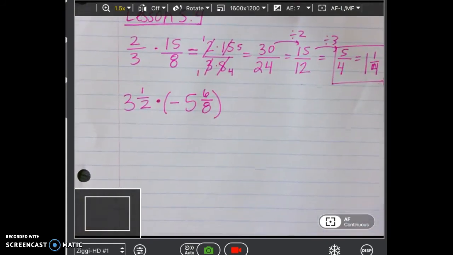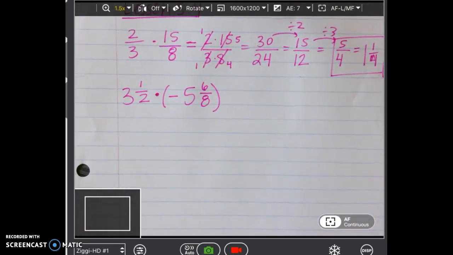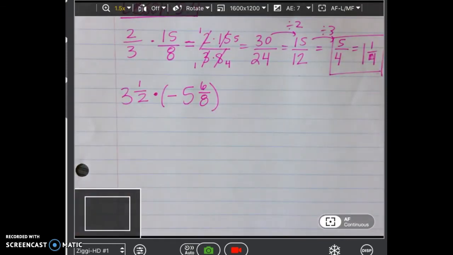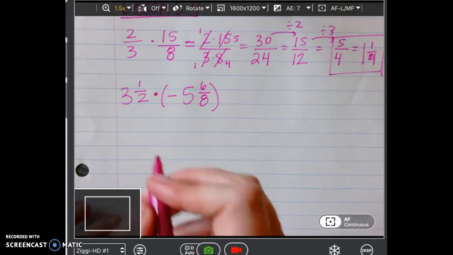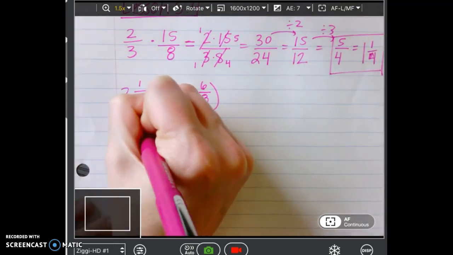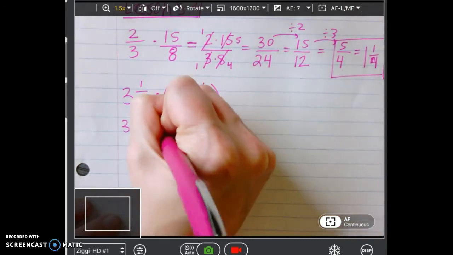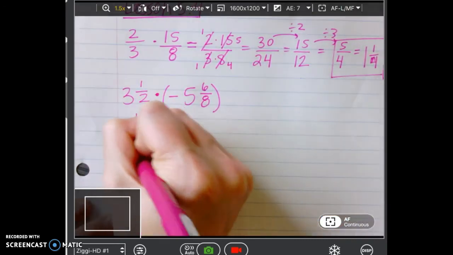If I want to multiply these mixed numbers, I need to change them to improper fractions. I can't just multiply the whole numbers and the fractions together because I'll be missing part of the answer. So 3 1/2, changing that to an improper fraction: 2 times 3 is 6, 6 plus 1 is 7. So this will be 7/2.